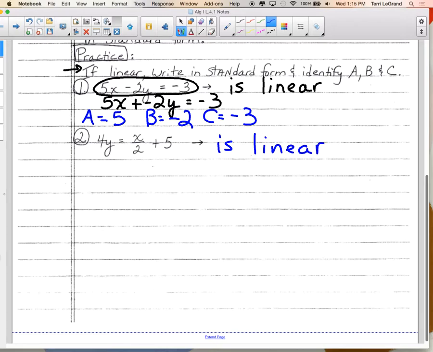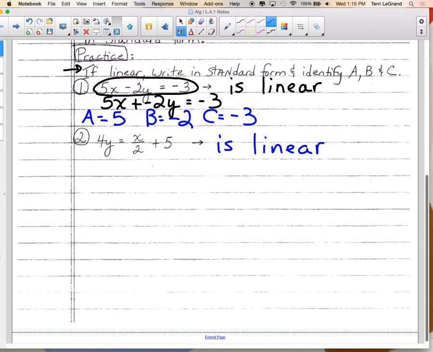It didn't say there couldn't be any fractions in the problem. It didn't say that the x and the y can't be on the same side. The rules, we stated them up above. It passed every test of the rules. So now we're going to get it into standard form because it is linear. What could we do to get this in standard form?